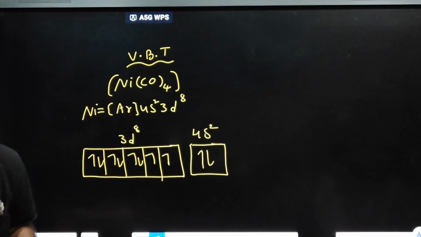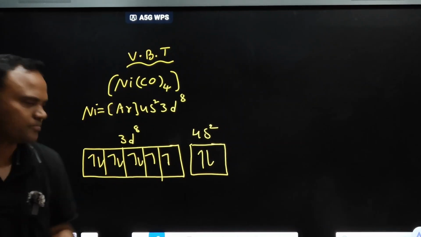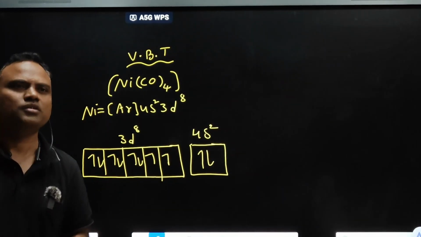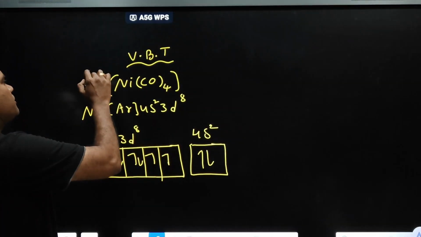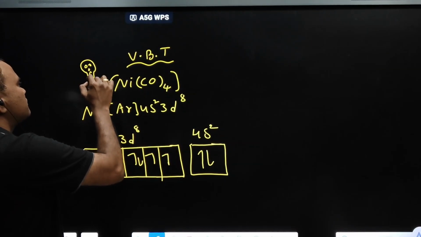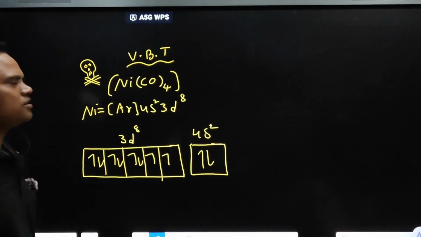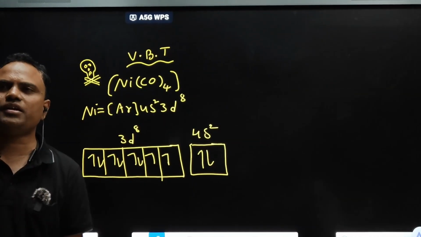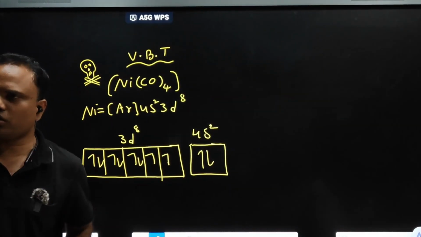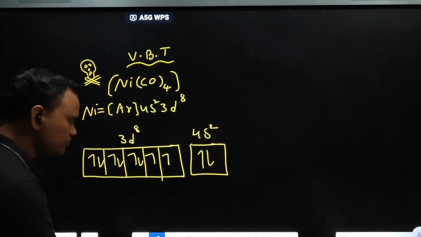This is a strong field ligand. Then where does pairing take place? This electron will enter into this. Yes, this is a different case. Keep one danger symbol for this. Danger. How does pairing take place? Look at this. Online students, this is a different example. Nickel tetracarbonyl. Pairing takes place but in a different way. Look at this. How?